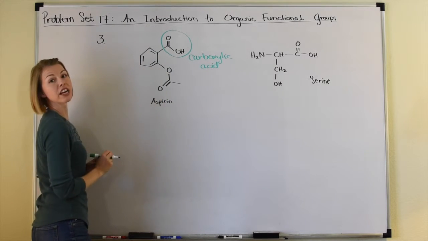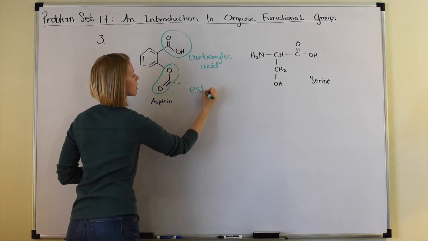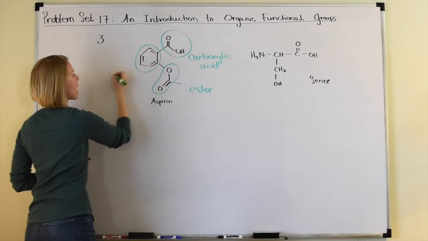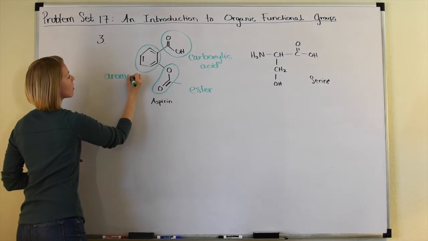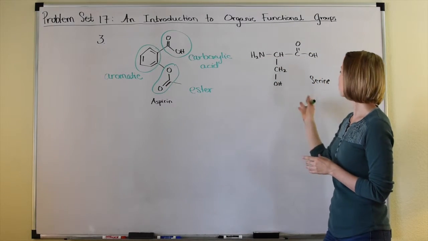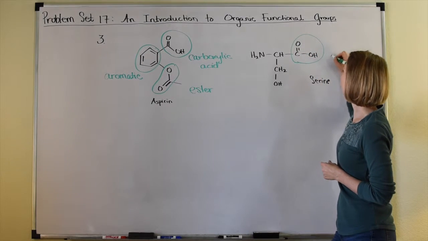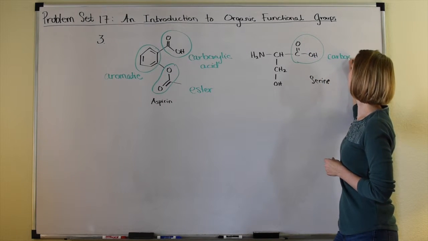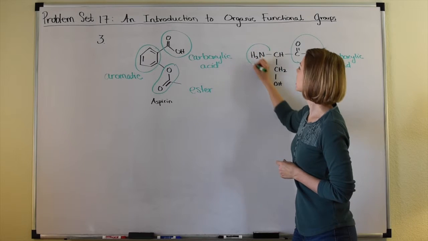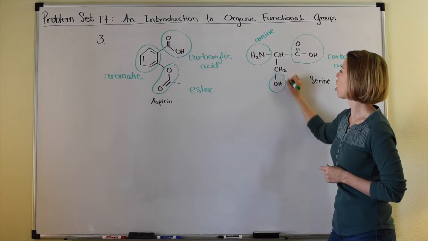The carbonyl with an oxygen followed by another carbon here is an ester, and the benzene ring, or the aromatic. Okay, these are the 3 functional groups in aspirin. Over here for the amino acid serine, hopefully you recognize a carboxylic acid, an amine, and an alcohol.